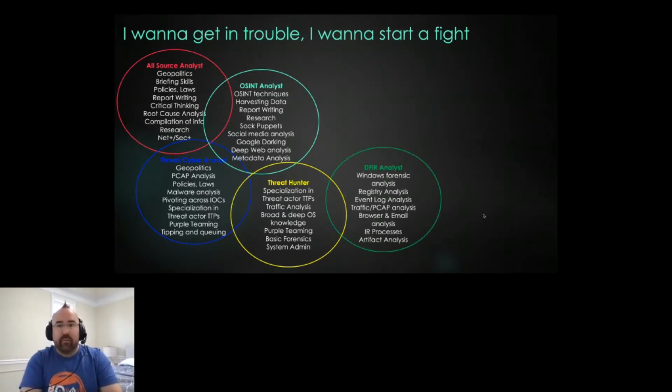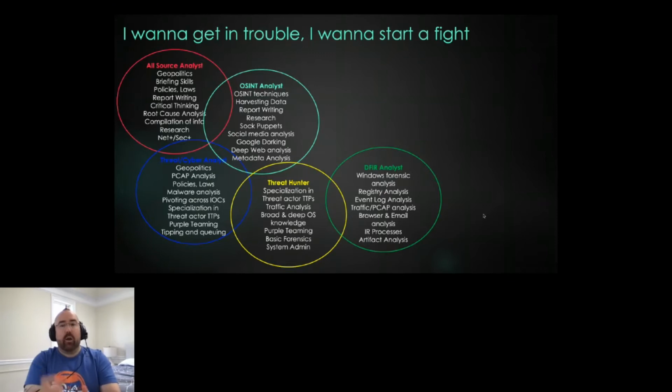And then we have DFIR analysts. Well, how is this related? Well, a lot of the same skills that we've been talking about will be applicable if you move into a DFIR analyst role: forensics analysis, registry analysis, event log analysis, probably more traffic and PCAP analysis. And at a more technical and deeper level, you need to understand the IR processes and evidentiary things, right? Even if you're not purely an IR person, right?